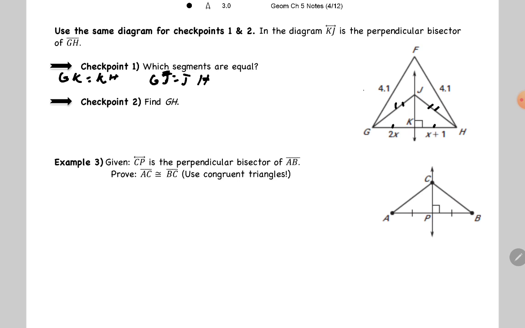Okay, find GH. So those are split in half. So 2x equals x plus 1. So x equals 1. GH is 2 times 1, which is 2. And obviously, I forgot one more. FG is equal to FH because they're both 4.1.